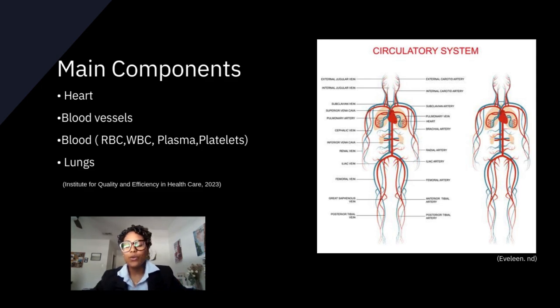Alrighty, so in order to understand how the circulatory system works, we need to understand its main components. The main components being the heart, blood vessels. This includes arteries, veins, capillaries, blood. We'll go more into depth about the composition of blood later on, but just for now, know red blood cells, white blood cells, plasma, and platelets, and the lungs.